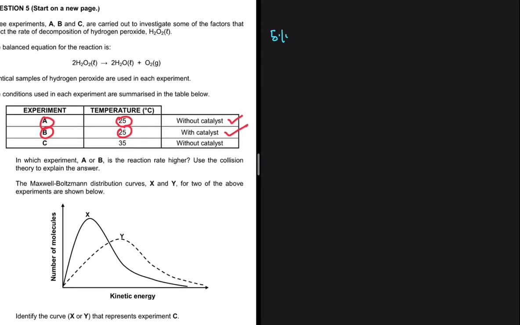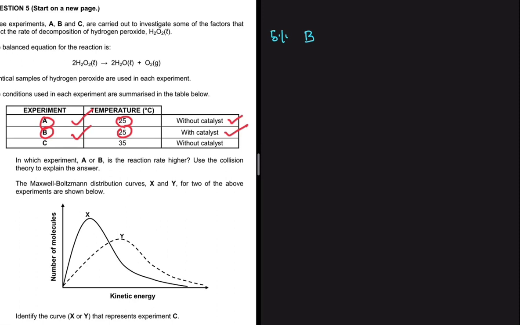So the only difference between experiment A and experiment B is the fact that we have a catalyst in experiment B. And if we have a catalyst, the catalyst will lower the activation energy. So our answer here will be B. It will have a higher reaction rate. Why are we saying so?